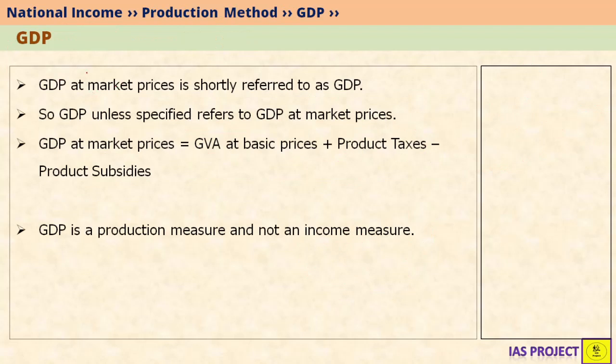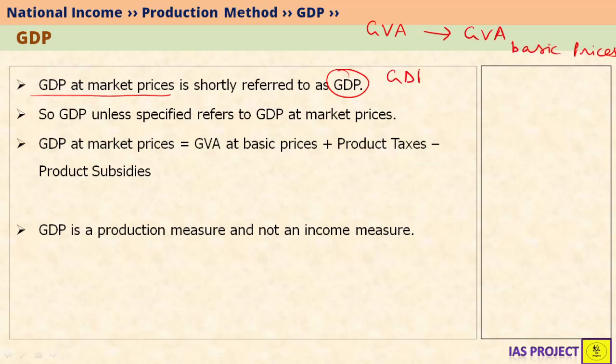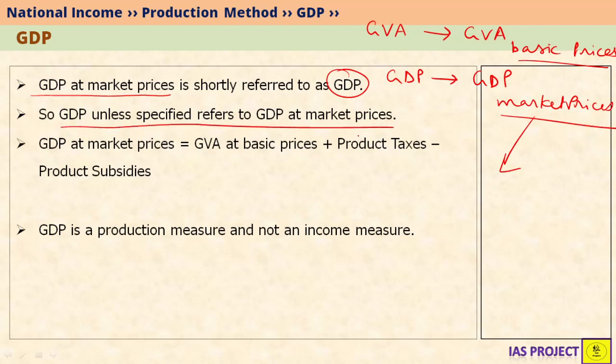Let's go further. Whenever somebody says just GDP, it always means GDP at market prices. We already have learned that whenever someone says just GVA, it means GVA at basic prices. So just GDP means GDP at market prices. We have already learned what basic prices are and market prices are, as well as factor cost. If you are not aware of this, please check the description section for the video which has that content. So GDP unless specified refers to GDP at market prices.